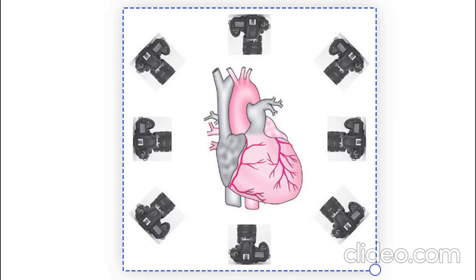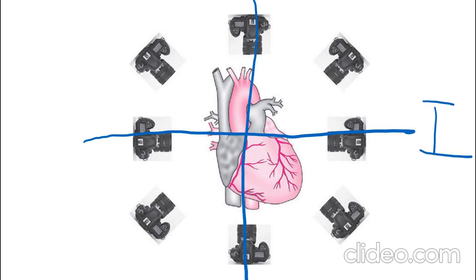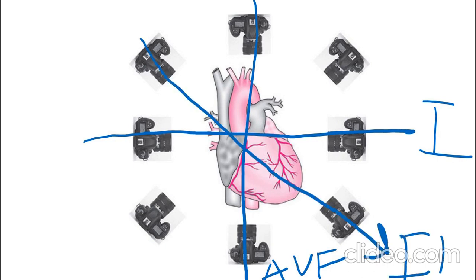The way I think about it is these are different camera angles to see the heart. So if you think about it, this is lead 1, this is lead AVF. We'll label it 1. We'll label this AVF. Okay, we'll label this 2. And then we will label this lead 3.